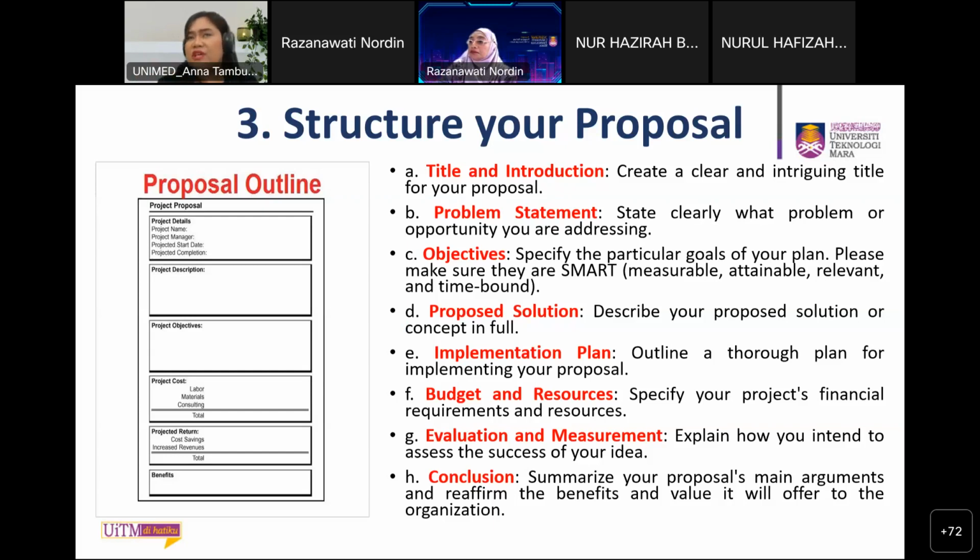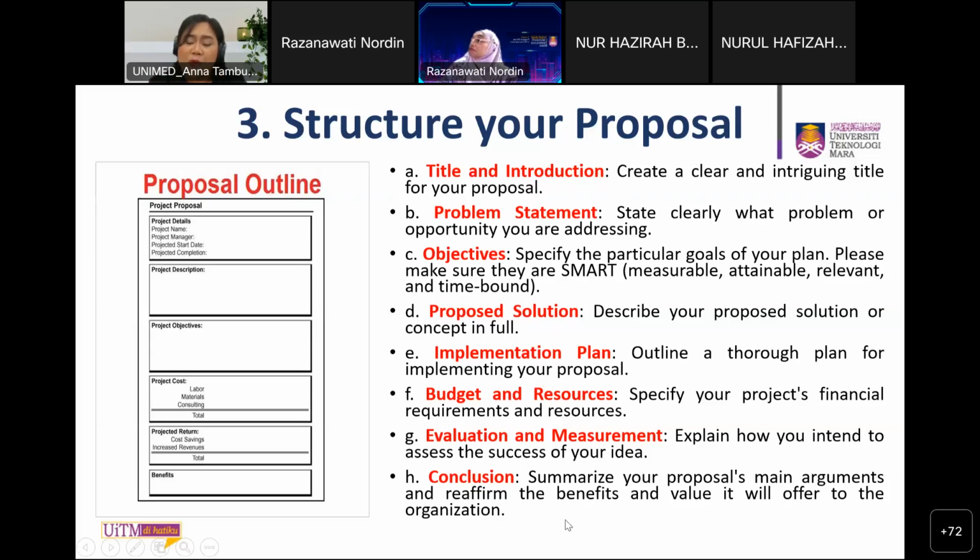So generally, when we write an essay, the proposal is an essay. So whatever you would like to write, of course, you have to think about how you introduce your content or your topic, and then the body, the discussion, and then the conclusion. In the conclusion, you summarize the proposal's main arguments and reaffirm the benefits and value it will offer to the organization. This is what you have to write in your proposal.